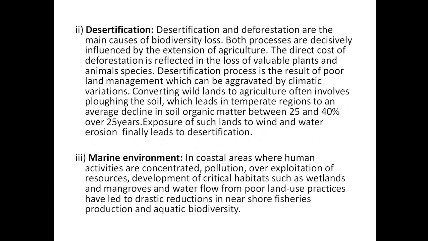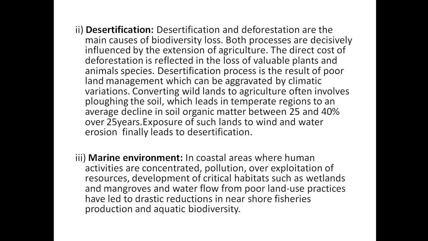The next one is desertification. Desertification and deforestation are the main causes of biodiversity loss. Both processes are decisively influenced by the extension of agriculture. The direct cause of deforestation is reflected in the loss of valuable plants and animal species, and the desertification process is the result of poor land management, which can be aggravated by climatic variations. Converting wild lands to agriculture often involves plowing the soil, which leads in temperate regions to an average decline in soil organic matter between 25 and 40% over 25 years. Further, exposure of such lands to wind and water erosion finally leads to desertification and biodiversity loss.